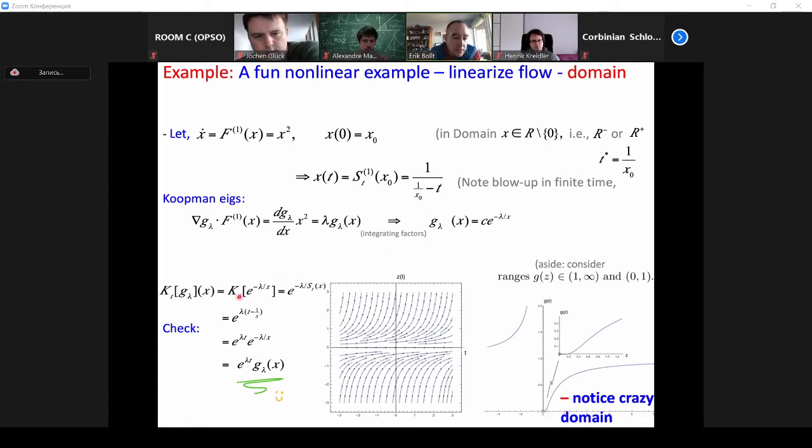You can plug it in to the operator just to confirm that if I say e to the minus lambda over x, but I plug in the flow, this guy, into it, and then do some algebra, you do get e to the lambda t g of x because it's an eigenfunction. You can confirm that. The point of this slide is, okay, this guy's easy to work, but the eigenfunction you get out has a distinct domain. So this eigenfunction is only good for either x's in the positive real axis or x's in the negative real axis, but not for the entire domain R. You have to leave out x equals 0.